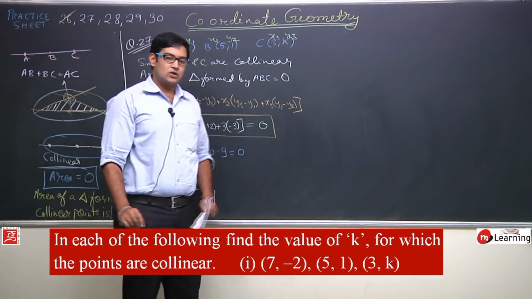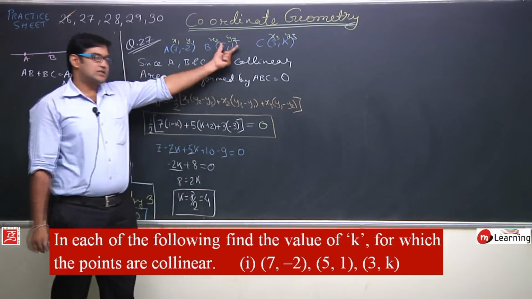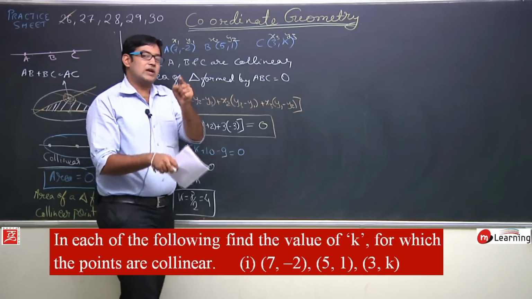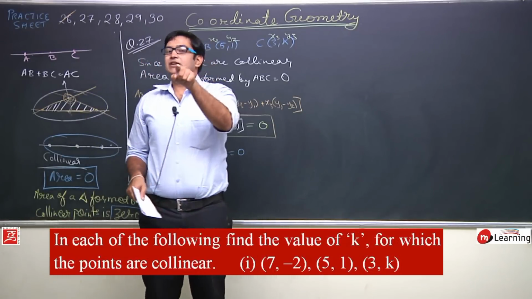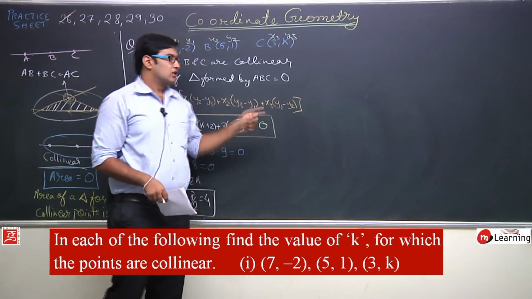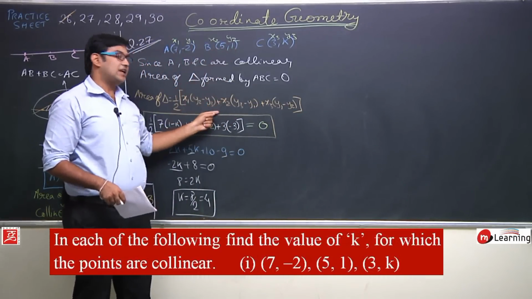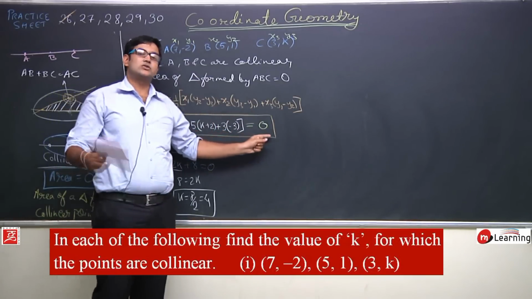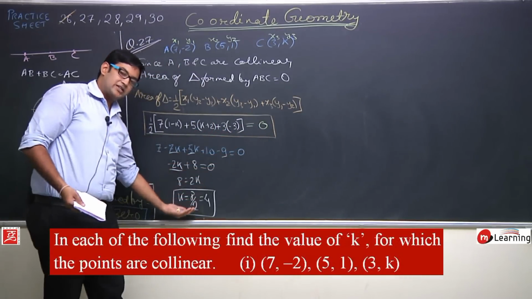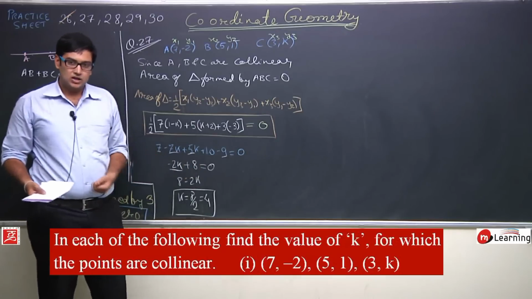Okay, कैसे सॉल्व किया हमने? इन 3 पॉइंट से एक ट्राइंगल बनाया, और क्योंकि हमें पता है कोलिनियर पॉइंट से बनने वाले ट्राइंगल का एरिया 0 होता है, तो इससे बने हुए ट्राइंगल का हमने एरिया निकाला और उस एरिया को 0 से इक्वेट कर दिया, और उसी इक्वेशन को सॉल्व करके k का वैल्यू आ गया 4.